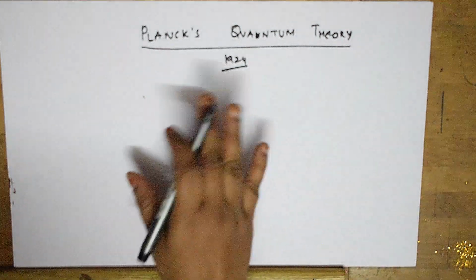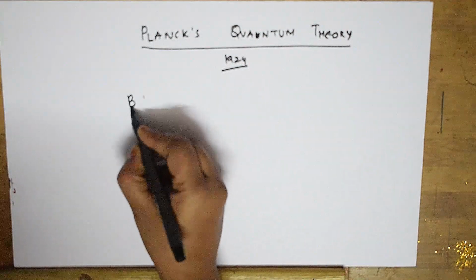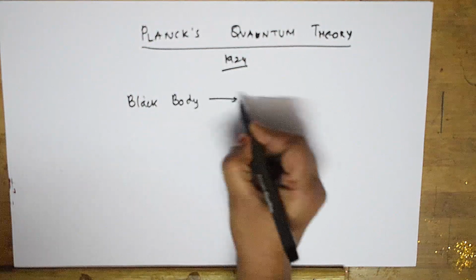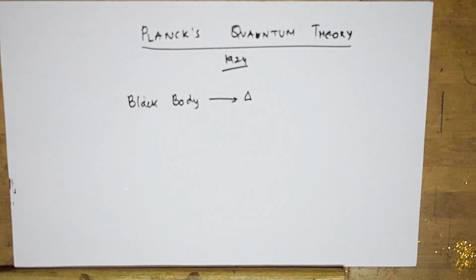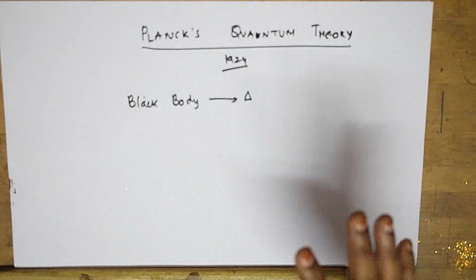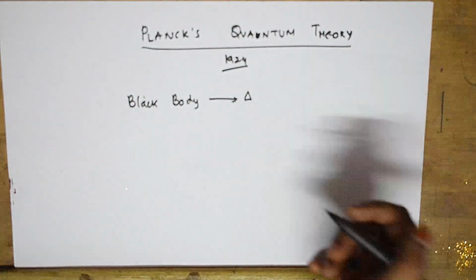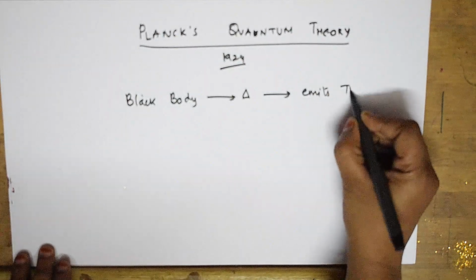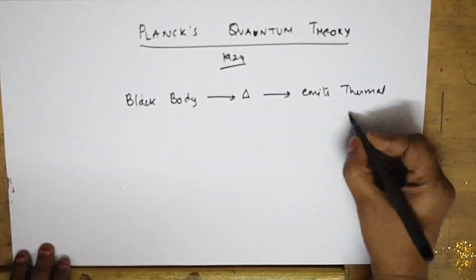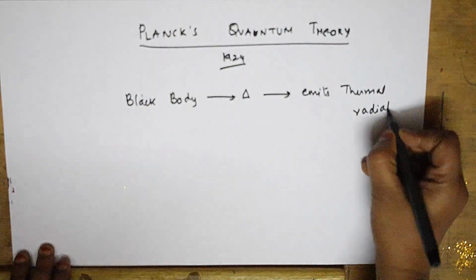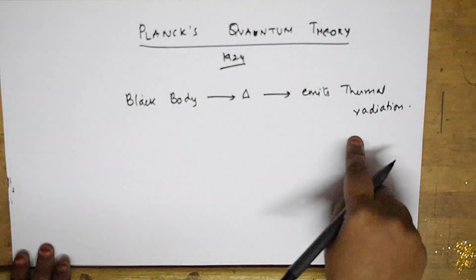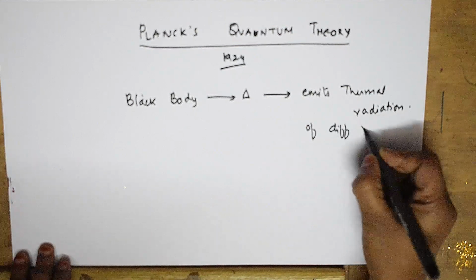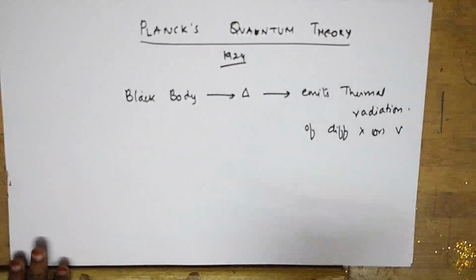So here he started speaking about the black body. Whenever you're heating a black body, what will happen? I said it's a perfect absorber as well as a perfect emitter, right? So this starts emitting thermal radiation. This is what we studied. Here, this is thermal radiation of different wavelengths, of frequency. This is what we have studied, isn't it?